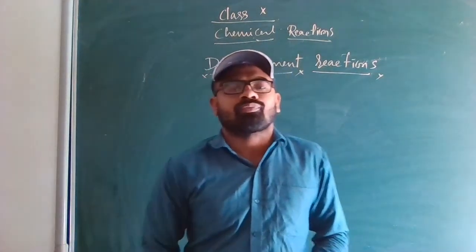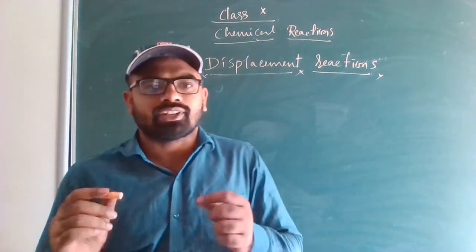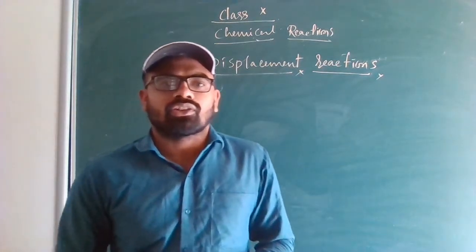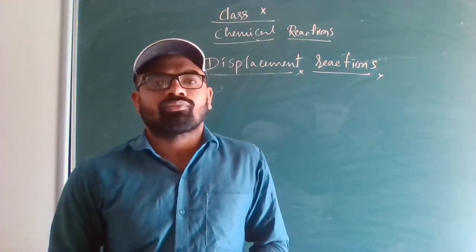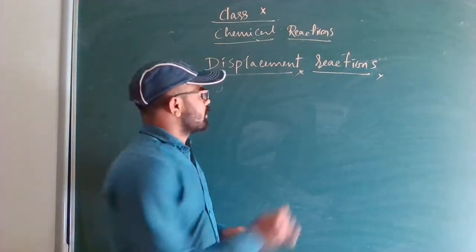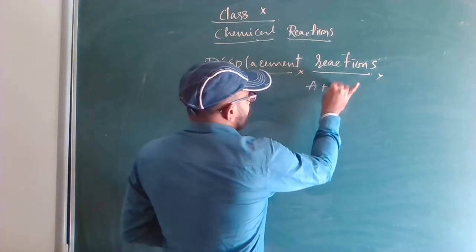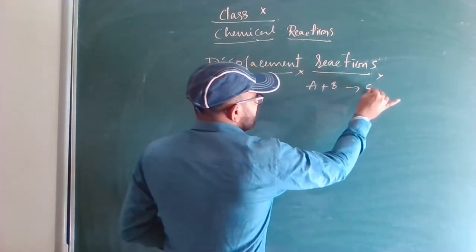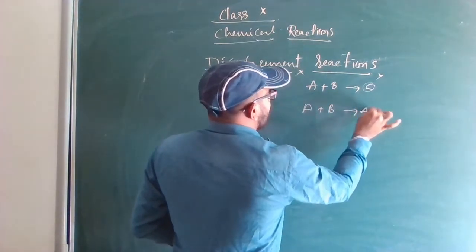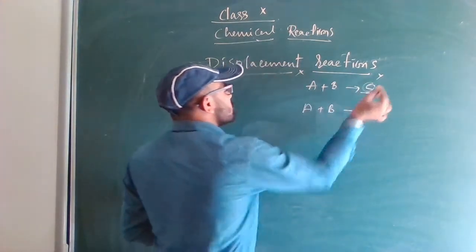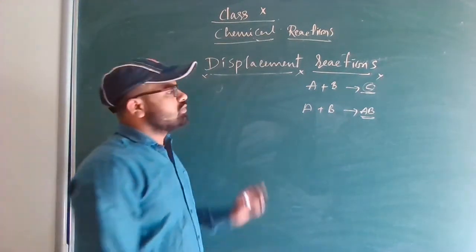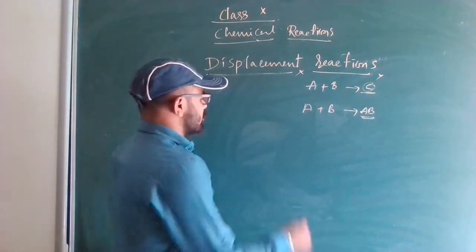Hello students, we are discussing the types of reactions. First we discussed combination reactions. After that we discussed decomposition reactions. A plus B is going to form C, or sometimes C is called AB. A plus B is going to form AB. In place of AB we can put C. Those kinds of reactions are combination reactions.